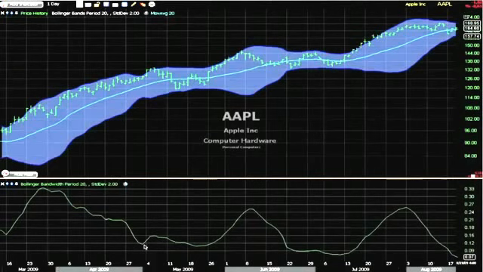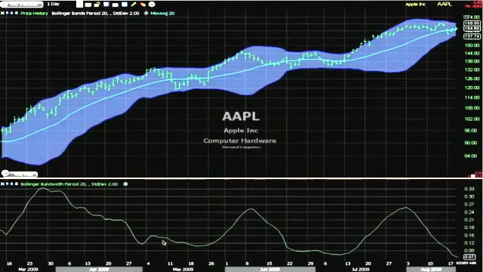When the bandwidth is a very high reading, like in these three situations, it can indicate that the trend will be ending soon. But just because the trend is ending soon doesn't necessarily mean that the stock will reverse and go down. It can also just consolidate, which we see in these two situations.